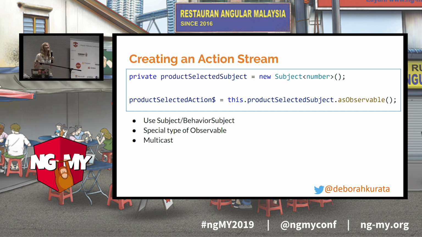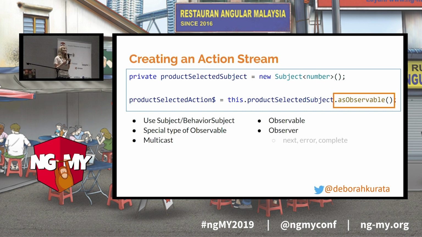Creating an action stream is often done by using a subject or a behavior subject. A subject and behavior subject are a special kind of observable that are multicast. With a normal observable, when someone subscribes, they get their own copy of the observable results. So if you subscribe and then you subscribe, you each get a copy and we're not sharing the result. With a subject and behavior subject, it shares the result of the observable.